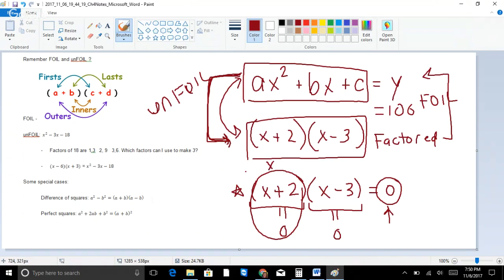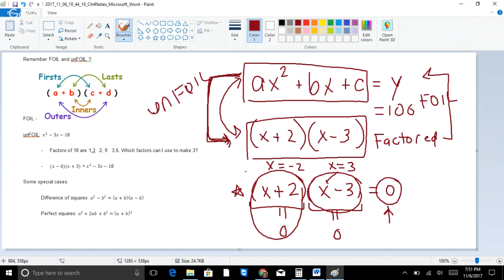then one possible answer is x could be -2. And then another possible answer could be x equals 3, because if I put in x equals 3, 3 minus 3 is 0, and then anything times 0 is 0. All right, so that's kind of the end piece that we're going to get to.